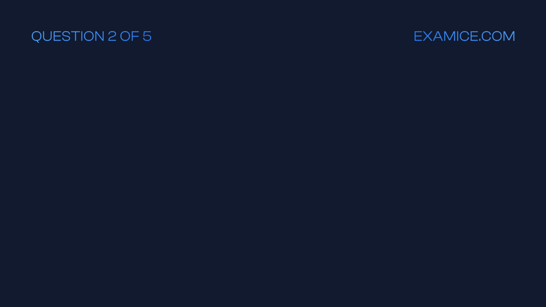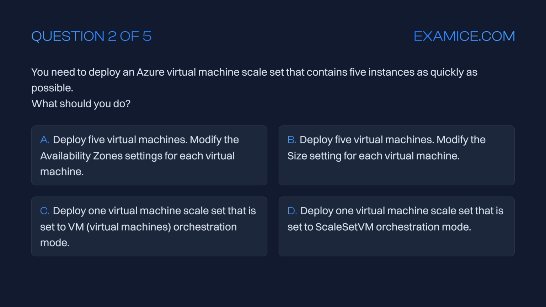Question 2. You need to deploy an Azure virtual machine scale set that contains 5 instances as quickly as possible. What should you do? Option A, deploy 5 virtual machines. Modify the availability zone settings for each virtual machine. Option B, deploy 5 virtual machines. Modify the size setting for each virtual machine. Option C, deploy 1 virtual machine scale set that is set to VM orchestration mode. Option D, deploy 1 virtual machine scale set that is set to scale set VM orchestration mode.